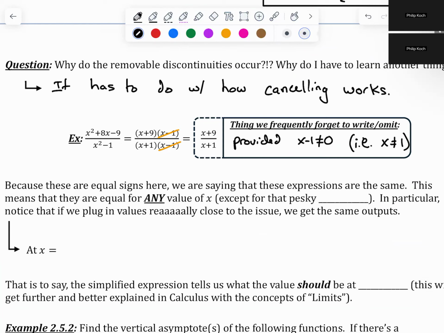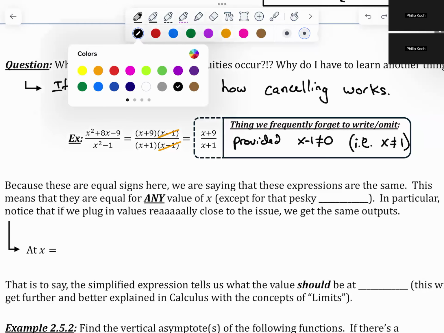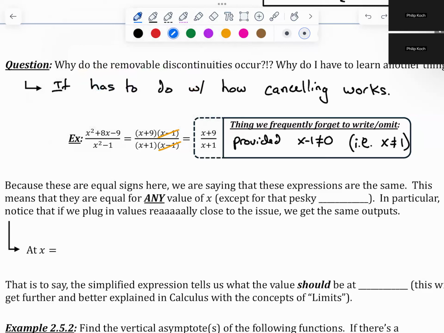So we learned just about this, not yesterday, but on Monday, saying that we have to write that technically. That's going on in the background. And so this is another thing to think about. Because these are equal signs in here, we are saying that these expressions, this expression right here and this expression right here, they're connected by equal signs. So we're saying that these two things are equal.